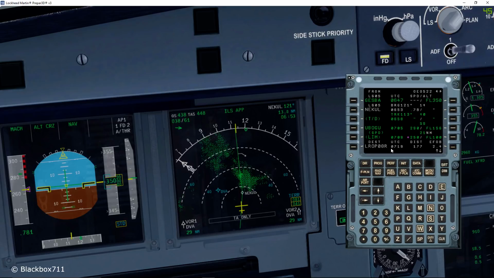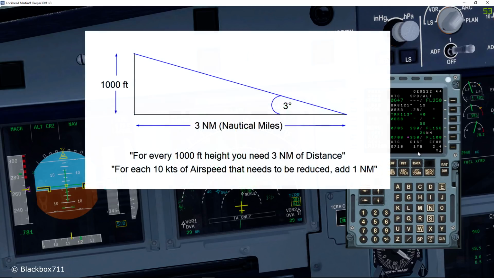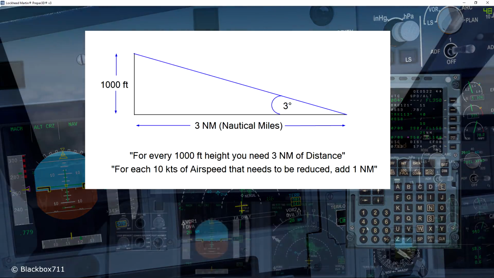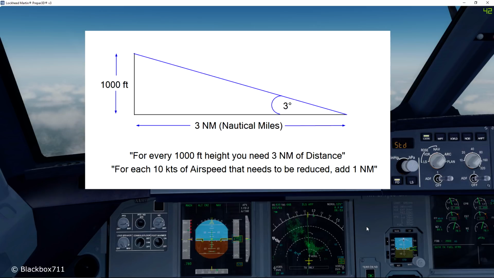And that's why it's so important for you to calculate top of descent yourself, and you can do that very easily by using a rule of thumb. This rule of thumb simply states that for every 1,000 feet of height that you need to lose, you will need about 3 nautical miles of distance. And believe it or not, that coincides with a 3-degree glide path. So let's make a very simple calculation for now. Let's say we need to lose 30,000 feet of height, and therefore you will need about 90 nautical miles of distance to lose that height.